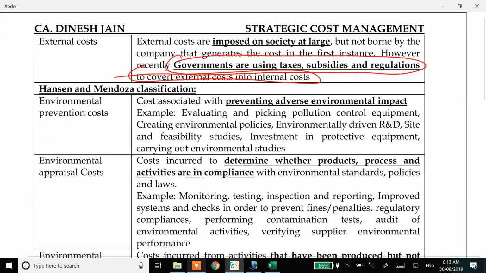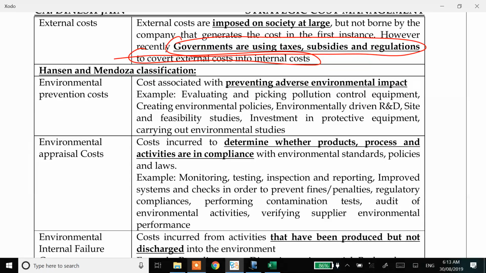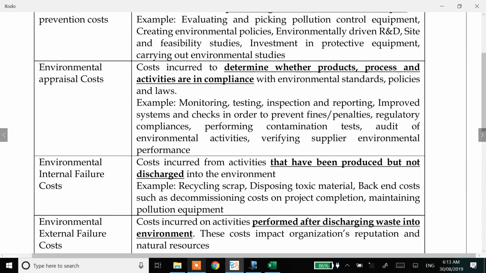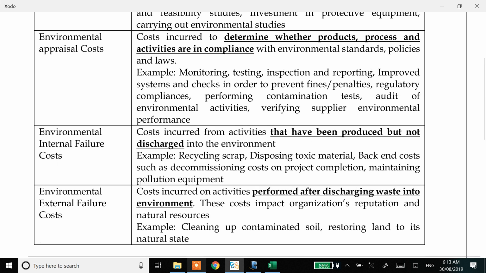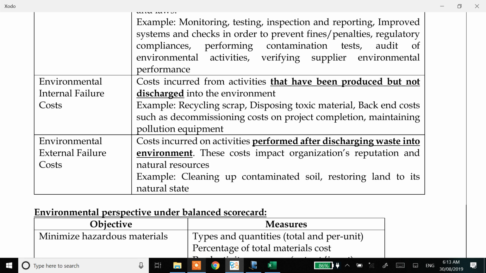Then you have prevention, preventing adverse environmental impact. Appraisal, determine whether products, process are compliant with environmental standards. Cost incurred from activities that have been produced but not discharged into the environment, that is impacting within the company, which is impacting outside the company.